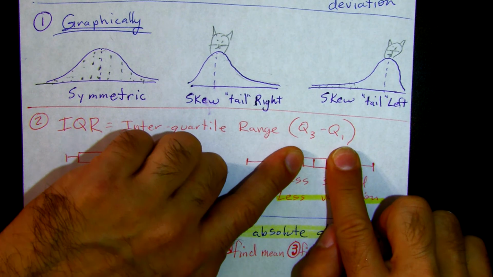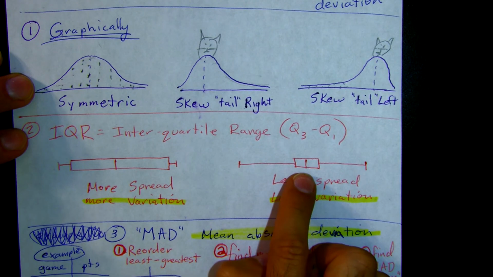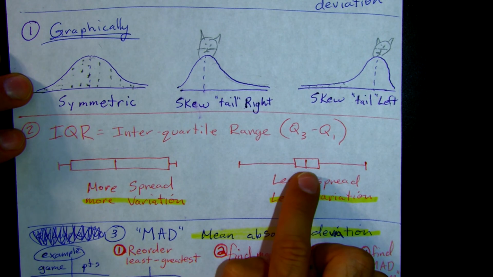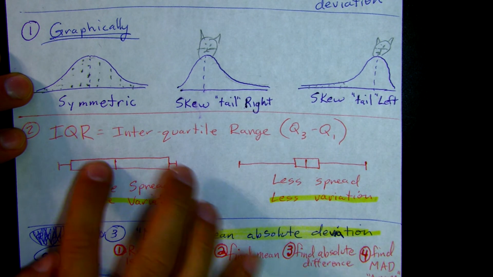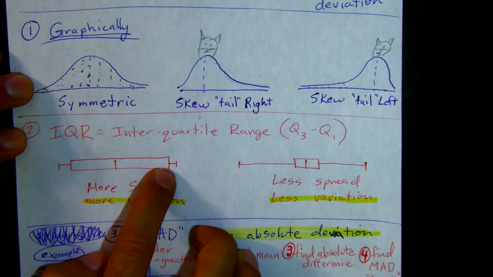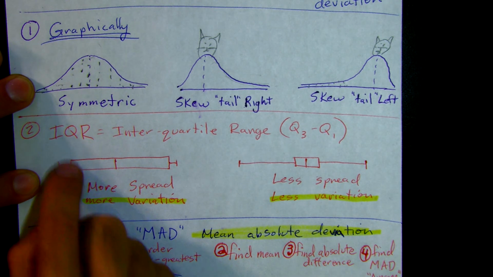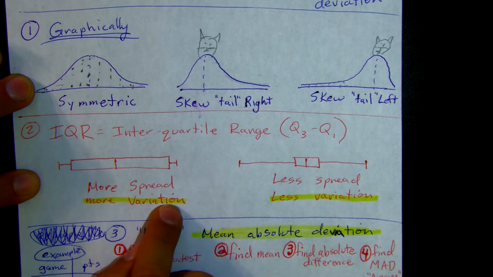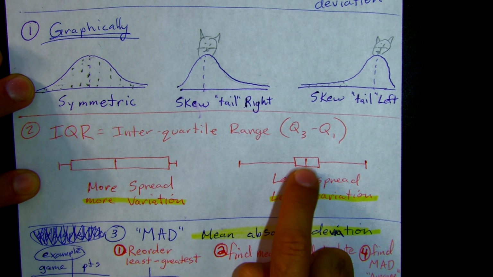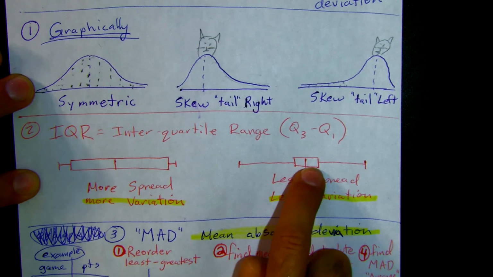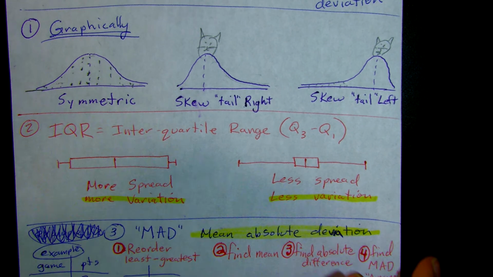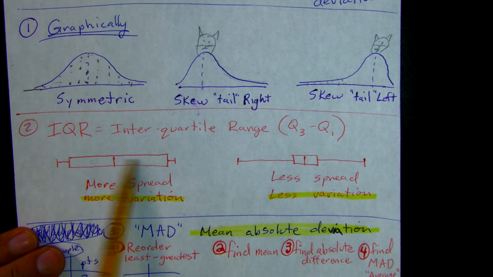50% fits here. If we were talking about baseball players getting to first base, this means that more people are getting to first base. This means that some aren't. Some are doing much worse, some are doing much better, but it's so spread out. This has more spread, more variation, because there are more different options within the box. Less spread like this, the values are less between Q1 and Q3, which means less variation. So think of the box as containing 50% of my data points.